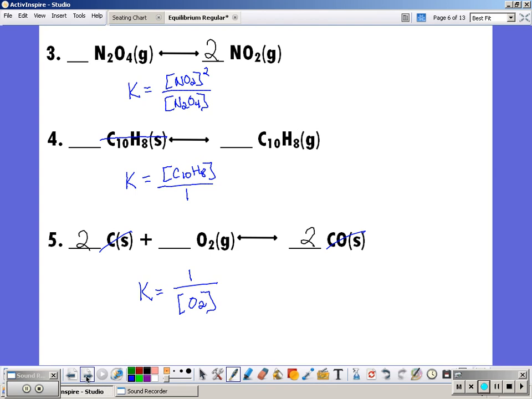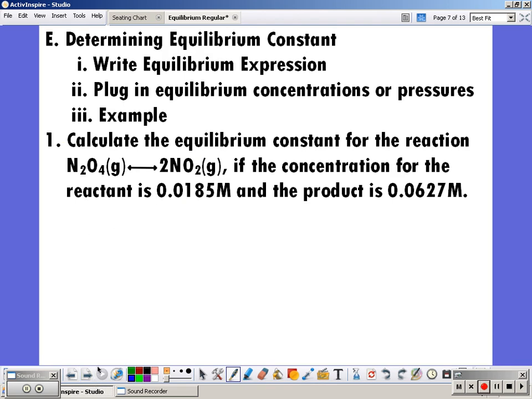To determine the equilibrium constant, you write your equilibrium expression, then you plug in your equilibrium concentrations or pressures. So here's my reaction. It's homogeneous, they're both gases. So my K would equal the product over the reactant. And then I would just have to plug in my numbers. The equilibrium constant is what I'm looking for. The product is what I put on the top. And I'm going to want to make sure that I square that value divided by the reactant.